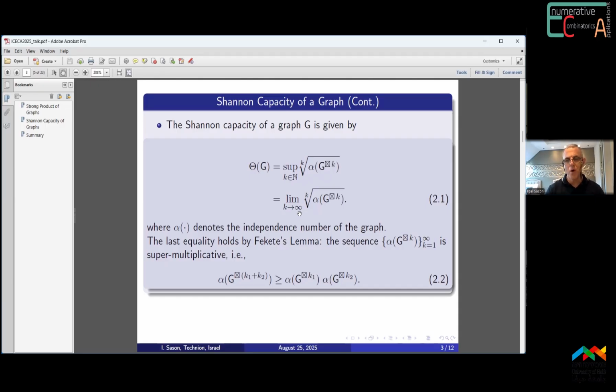But it turns out that this Shannon capacity is very, very hard to compute in general. Even for a cycle of length 7, its Shannon capacity is not known so far. So we are talking about something which was introduced in '56, and even today, for a cycle graph of length 7, its Shannon capacity has not yet been determined.